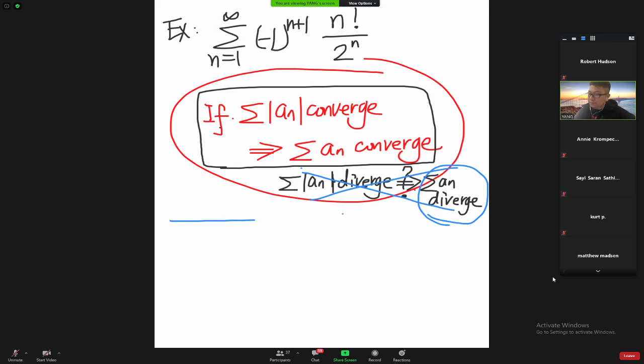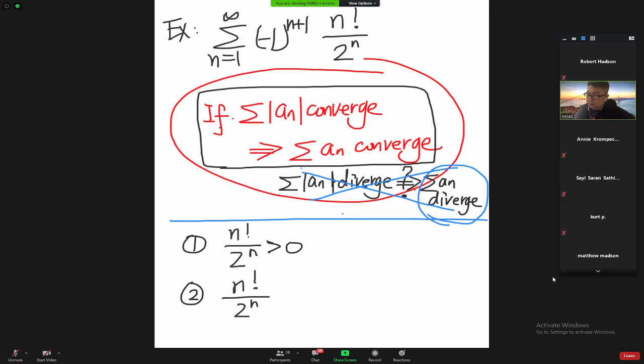Okay, let me follow the idea from Hadia. Three conditions, right? This is an alternating series. I'm going to do the alternating series test for this one. Number 1: n factorial over 2 to the n is bigger than 0, of course. Number 2: u_n decreases. Number 3: it goes to 0.